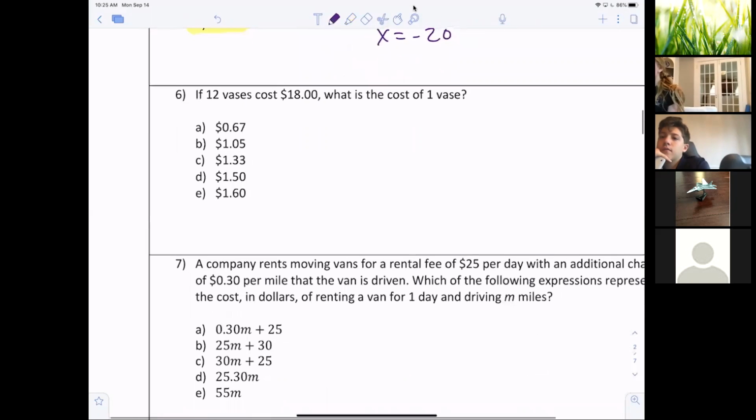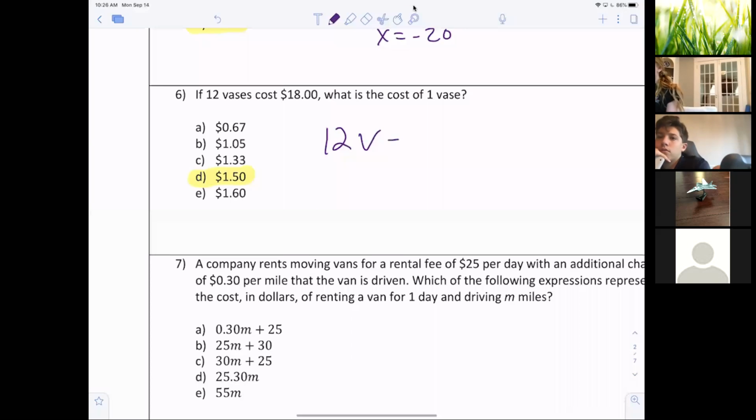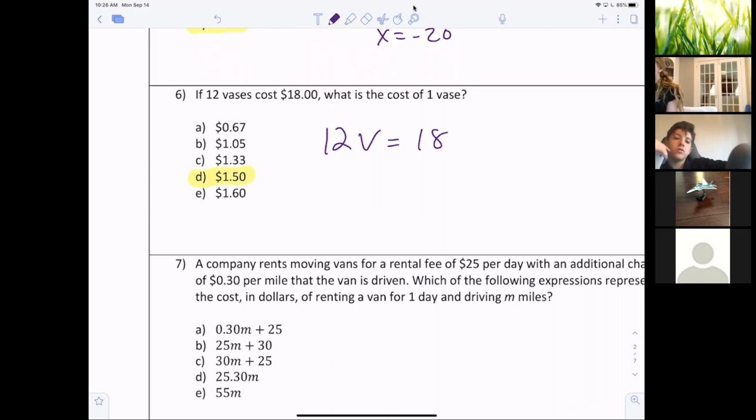Now, I find this one hard to believe, but that was on an ACT test, number 6. Now, I know everybody here can just say, well, I know the answer is obviously what? $1.50. Just because we're brilliant. But I would like you to write this down. 12 vases equal $18. That's mathematically how you should be looking at it. I know you knew just divide 18 by 12. I understand that. But I'm trying to show you that's the math. Does everybody agree with that? Anybody have any questions with number 6?